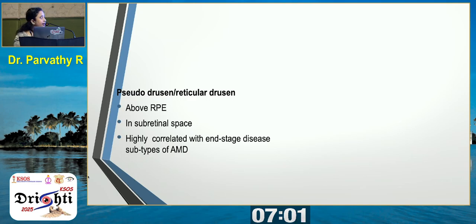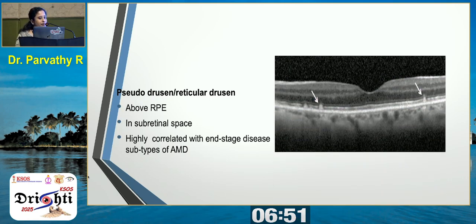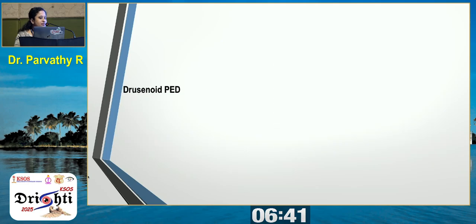And another entity is pseudodrusen or reticular drusen, which is highly correlated with development of end-stage subtypes of dry AMD. Drusen we will get in the sub-RPE space, and reticular drusen will be seen in the subretinal space, that is above the RPE.